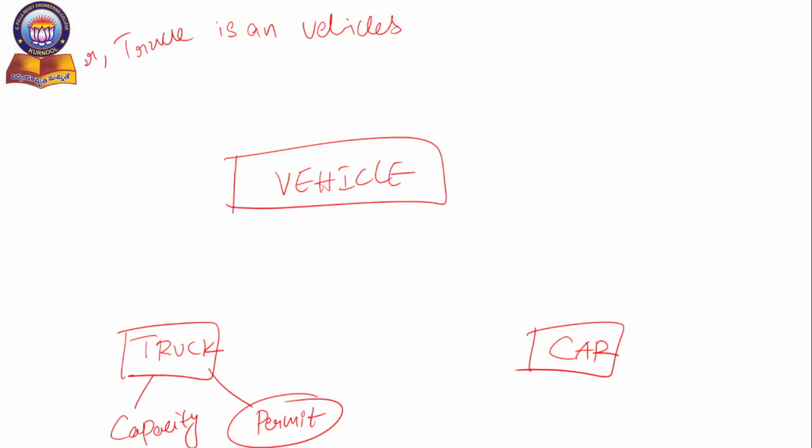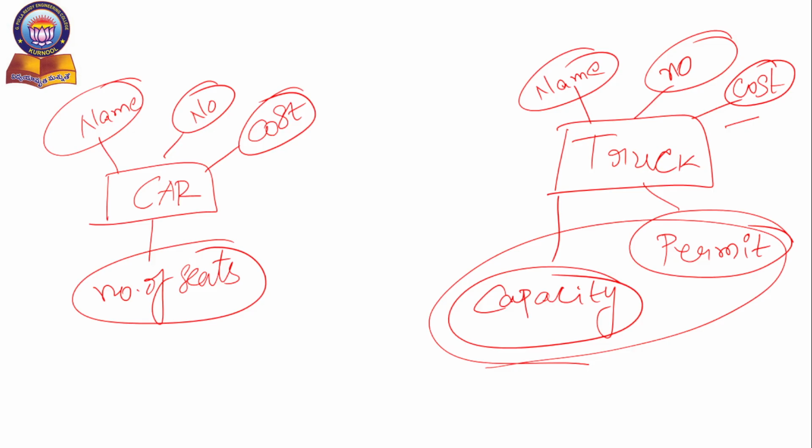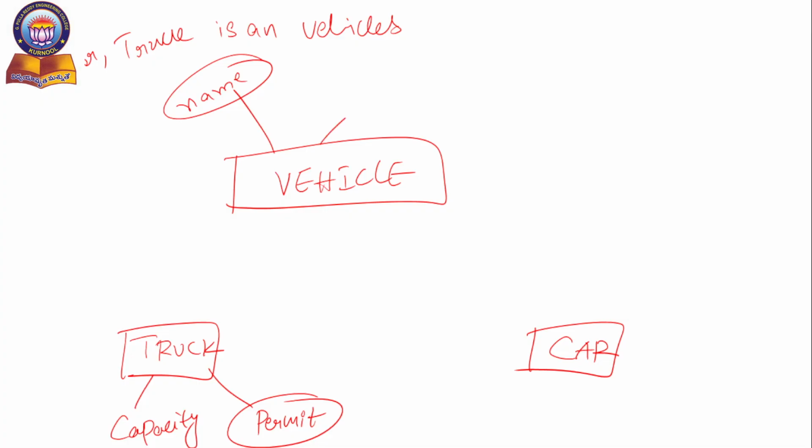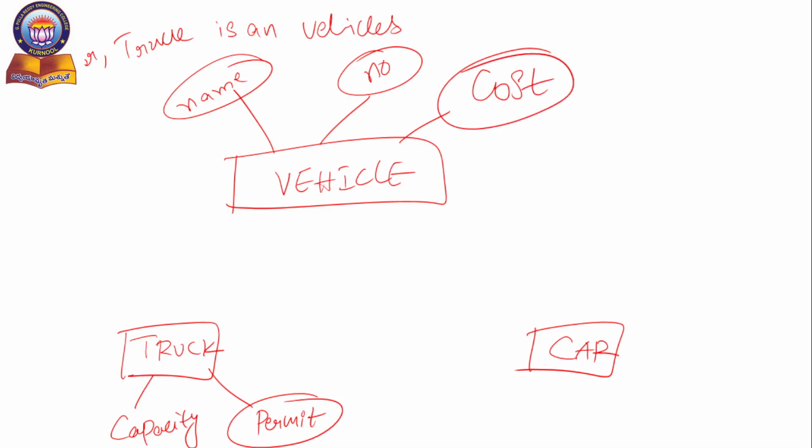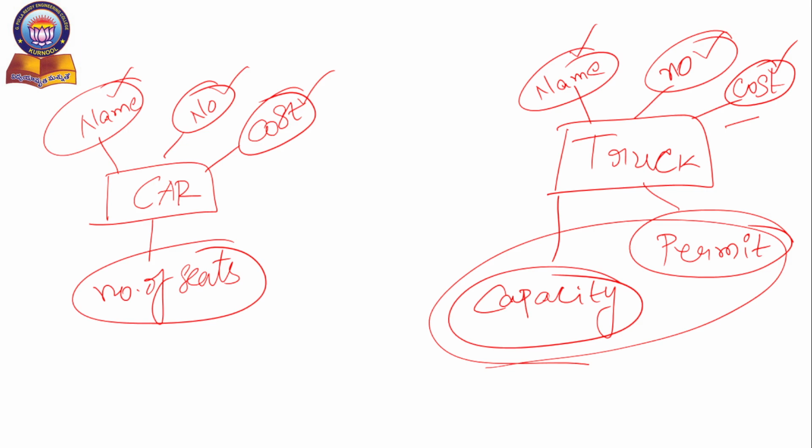Let's move to the first, vehicle. What are the attributes of vehicle? In the previous example, how many common attributes are there, and how many different attributes are there? First of all, we will split. Here the common attributes are name, number, and cost. Here also name, number, and cost. Let's move to the next page. Here vehicle: name, number, and cost. Next, for truck, what are the different attributes? Capacity and permit.